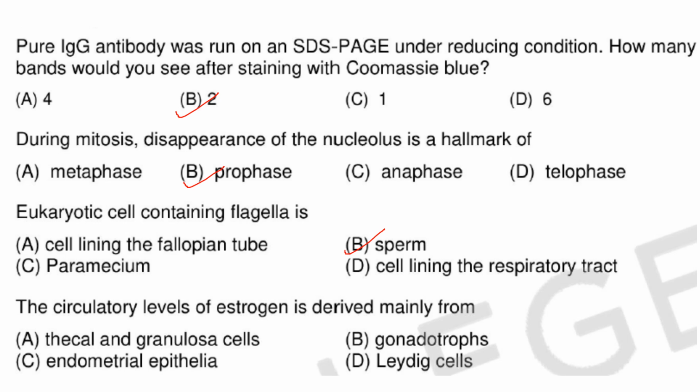The circulatory levels of estrogen is derived mainly from. So circulatory level of estrogen refers to the concentration of estrogen present in the bloodstream. So you use two cells for the derivation of circulatory level of estrogen, that is theca cells in the ovary and granulosa cells in the ovary. So answer here is option A.